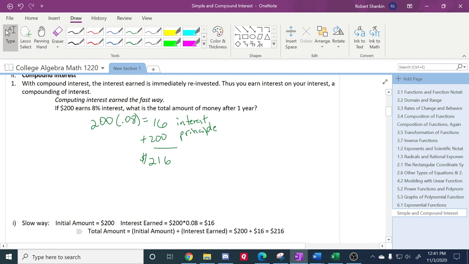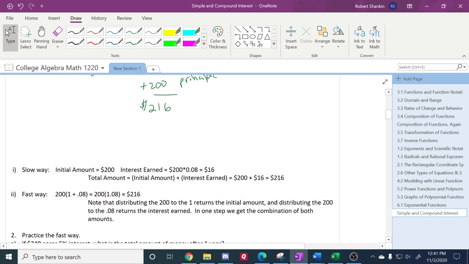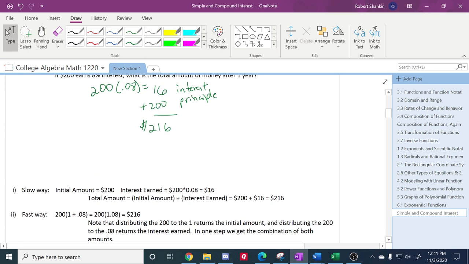Your initial amount is 200, the interest earned is 16, and then your total amount is the original amount plus the interest. And that way is going to be too slow for us when we get the more complex problems that we're going to be coming up with. We need a much better way than this, not a two-step way. So we're going to have the fast way.